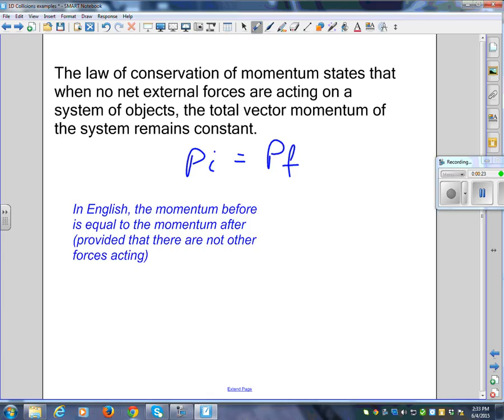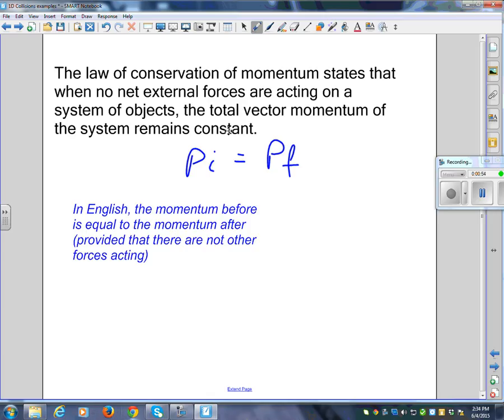PI standing for initial momentum. PF is final momentum. So the initial momentum is equal to the final momentum. It's a good starting point that allows you to figure out what's the initial momentum, what's the final, and put it all together. The initial momentum is equal to the final momentum. The total vector momentum of the system remains constant. Before equals after. They're the same.